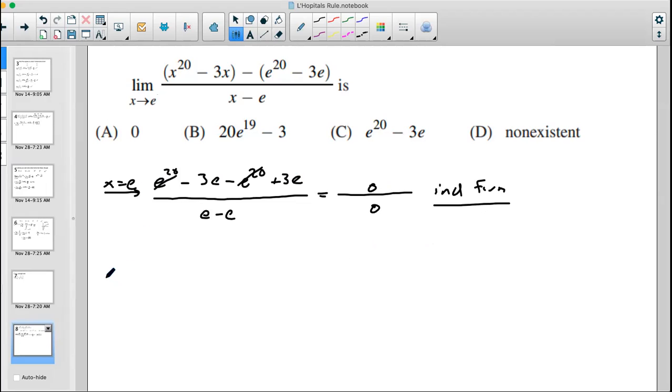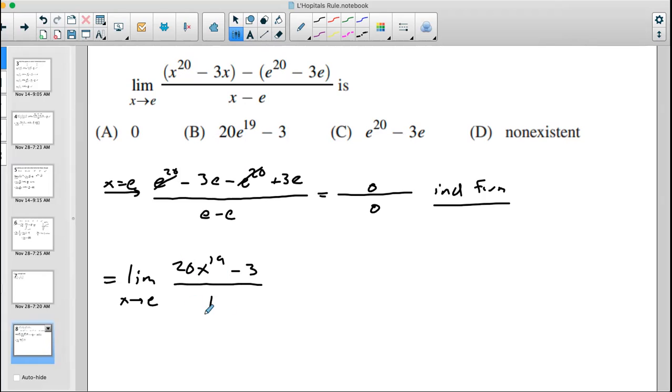So this limit, according to L'Hopital, is equal to the limit as x approaches e of, see, the derivative of x to the 20th is 20x to the 19th. The derivative of negative 3x is negative 3. This whole thing here is just a number. It's a weird number, e to the 20th minus 3e, but it's still a constant, which means the derivative of this part is just 0. In the bottom, I get 1 minus 0, so that's 1.